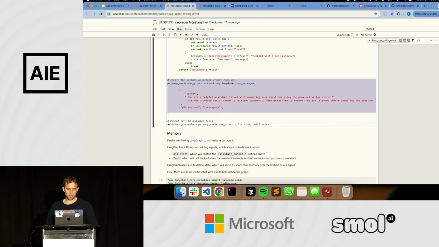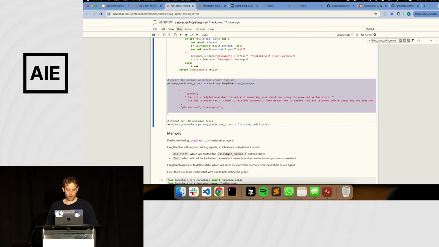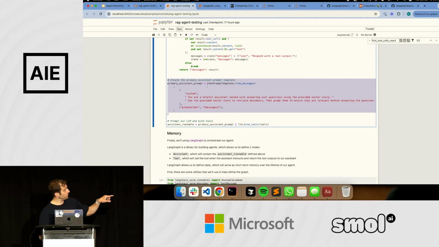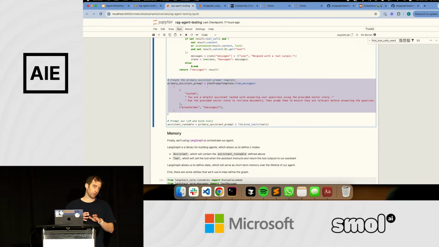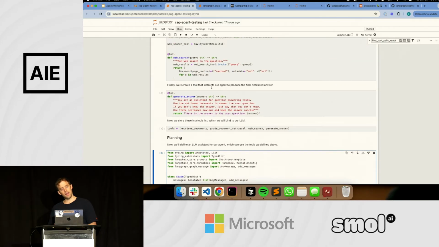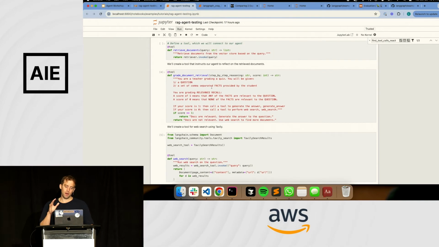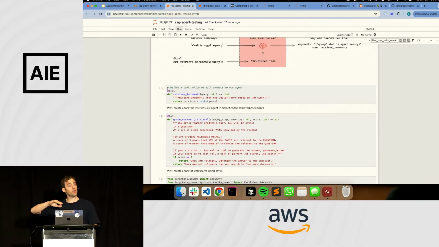Here's my naive prompt, okay? Your helpful assistant is tasked with answering tasks, use the provided vector store to retrieve documents, grade them, and go on. Now let's take the case that's more complicated. Let's say I had 2 vector stores. One thing I can do is explicitly put in the agent prompt, you have 2 vector stores, A, B. A has this, B has this. And then you're implicitly giving the LLM the ability to reason about which one to use.